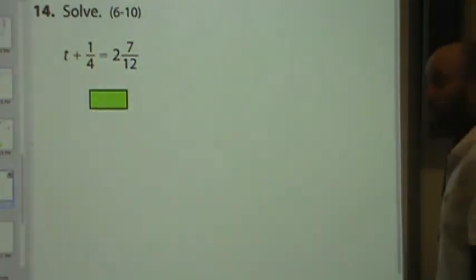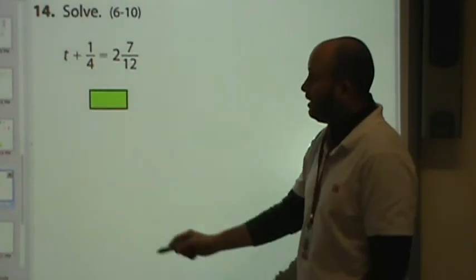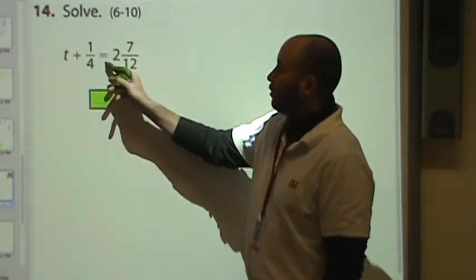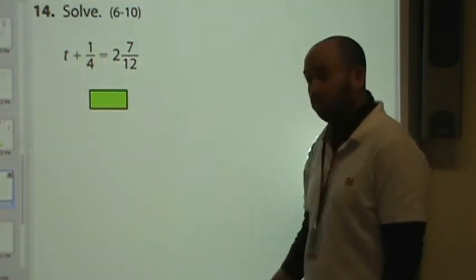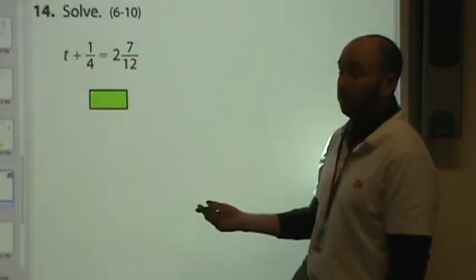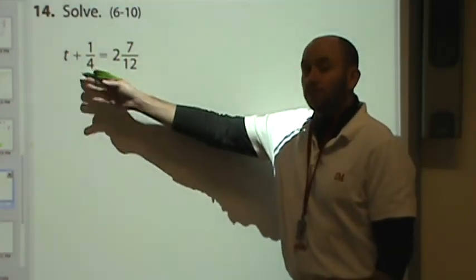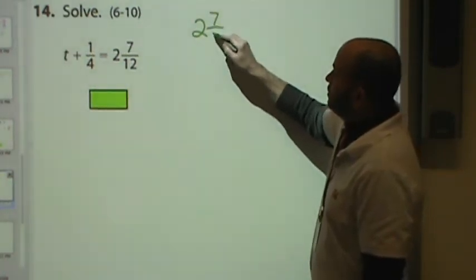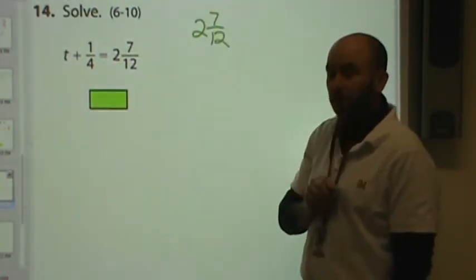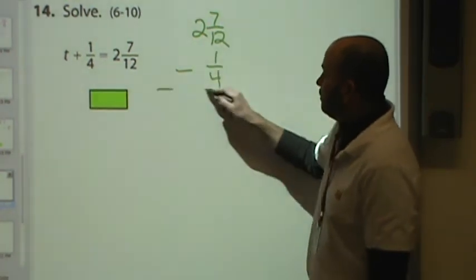Number 13, they want you to solve the problem. The problem is t plus 1/4 equals 2 and 7/12. Well, in this case, you would want to use the inverse operation to solve for the variable. So you would take 2 and 7/12 and subtract 1/4.